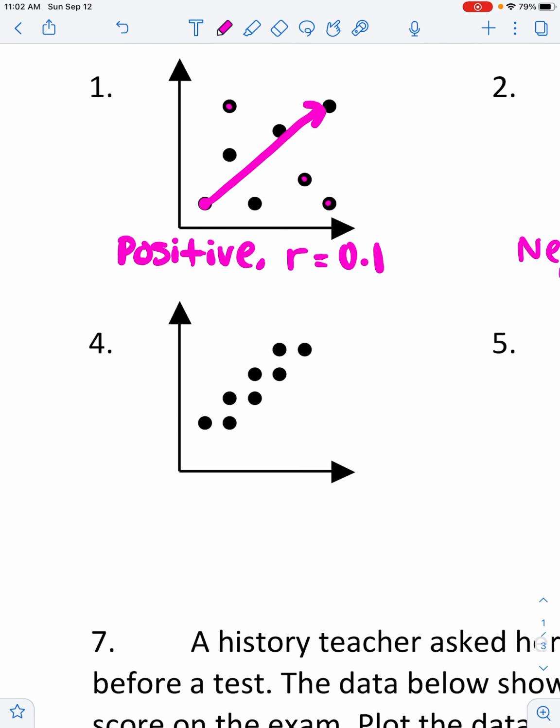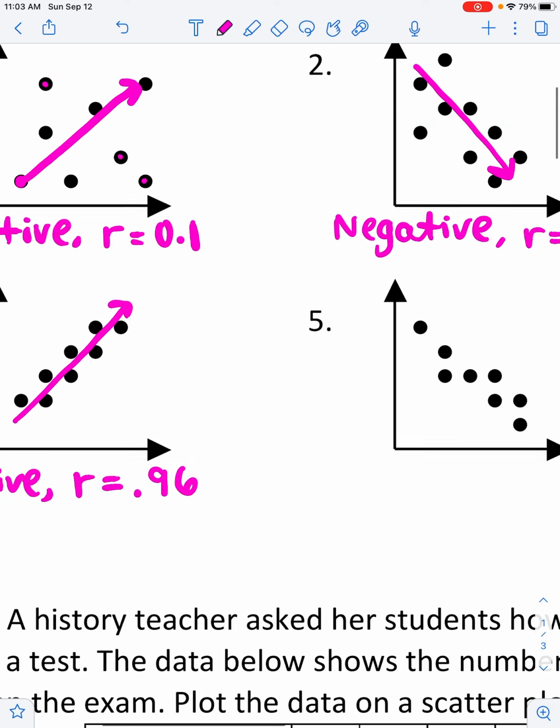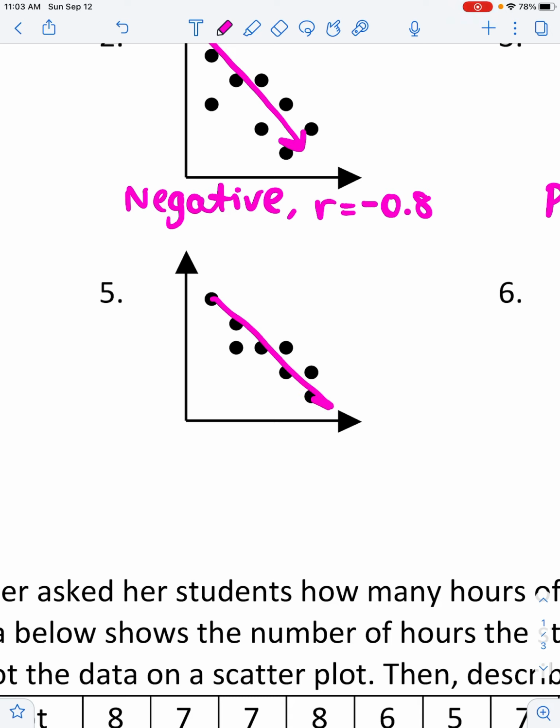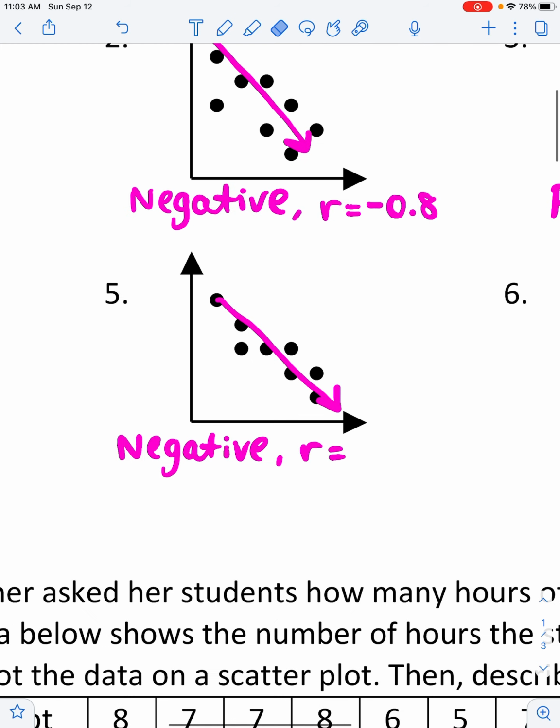All right, question 4, again, this one is positive. And these ones are really tight on that line. So this is going to be an R very close to 1. I'm going to say maybe 0.96. Question 5, this is a negative correlation. And again, it looks pretty tight to the line. So I'm going to say R is about negative 0.9. And remember, it should be a negative 0.9.